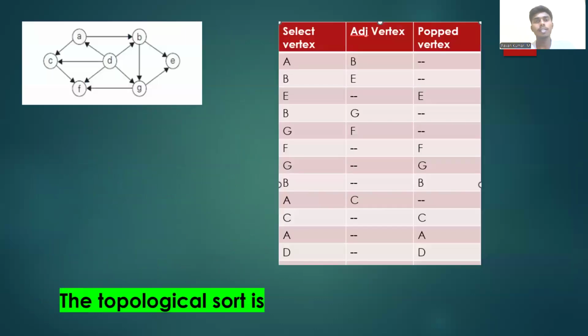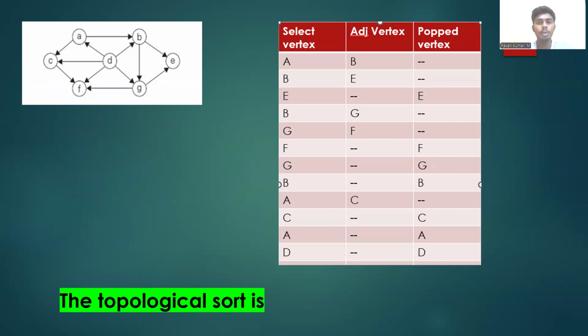Here is an example, where there is a table with the columns selected vertex, adjacent vertex, and pop vertex. In selected vertex, we start from A. A is the selected vertex and its adjacent vertex is B, and the pop vertex will be null. From B we go to E, since B's adjacent vertex is E, and there is no pop. E has no outgoing arrows.